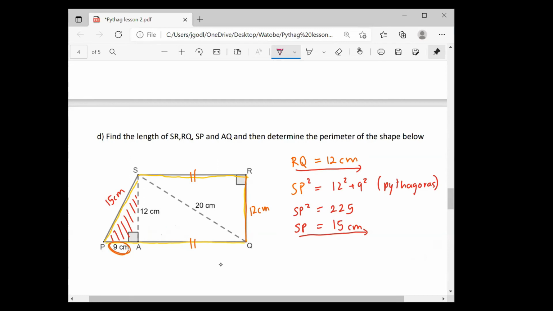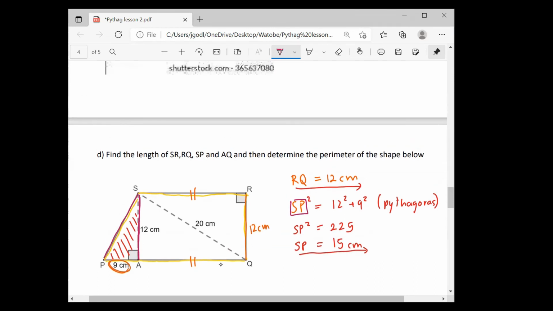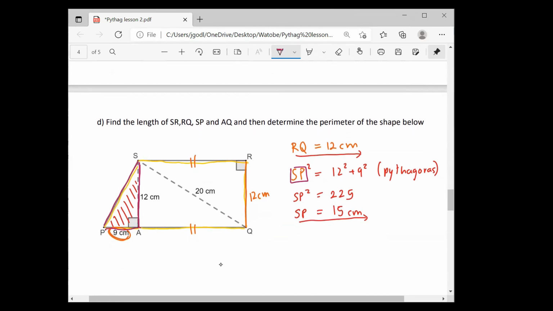Okay, so if we're in that red triangle, then our hypotenuse would be SP. That's what we don't know, and we're going to square it. Then we're going to add the one side, so 12 squared, plus the other side, which is 9 squared. If we add these together in our calculator, we should get 225. And so when we want SP to be alone, we're going to square root that 225, and we get SP is equal to 15.